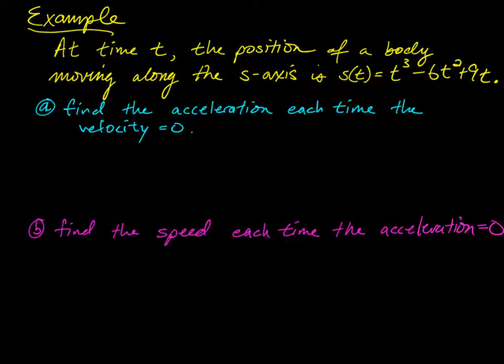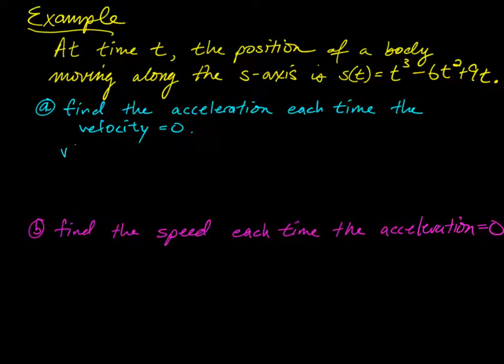Example: at any time t, the position of a body moving along the s-axis is s of t equals t cubed minus 6t squared plus 9t. Part A, find the acceleration at each time the velocity is 0. So what we are trying to do here is find out where the velocity is 0. In order to do that, we need to find the velocity function. And since we know what the position function is, we can find the velocity function by taking the derivative.